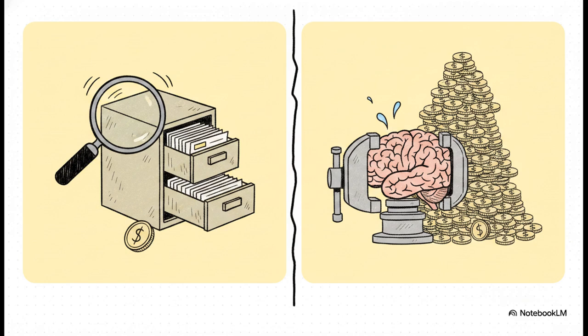RAG, on the other hand, queries external databases dynamically. It is vastly more cost-effective. If a company policy changes, or you suddenly need to revoke access to a sensitive document, you literally just update or delete the file in your database. The AI instantly adapts without a single drop of retraining.